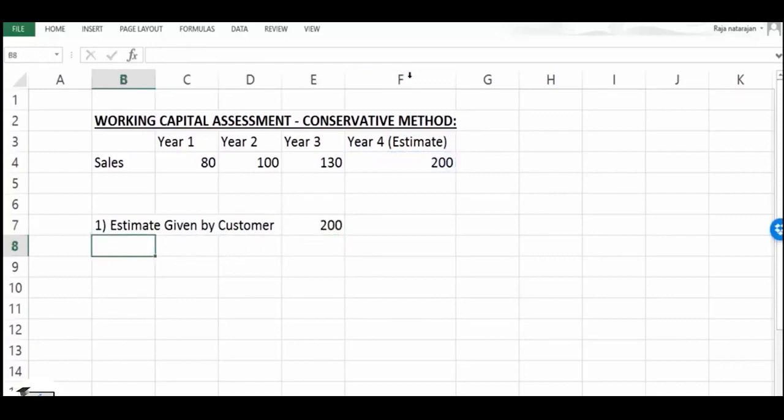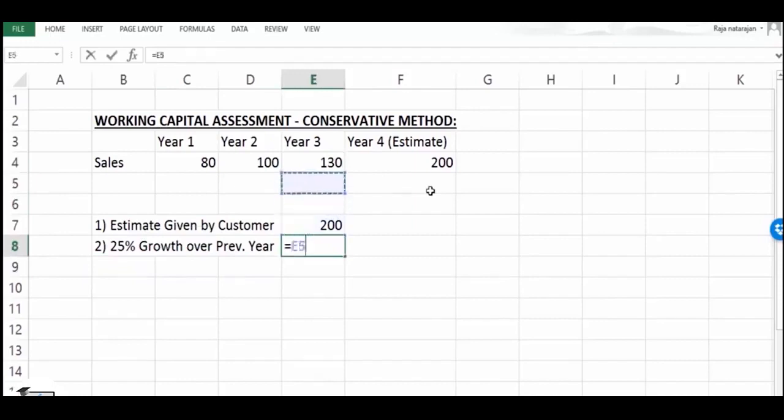Okay, the bank would have some kind of policy where they may say that they will apply a fixed percentage growth over the last year. That's all. It means say something like 20 or 25% growth over the previous year. So I'll say 25% growth over previous year. It means the previous year is 130, so 130 plus 25%. So we can say 130 multiplied by 1.25, it's going to be 162.5. So if this parameter is considered as the estimated turnover, then turnover has to be freezed at 162.5, whereas the estimate given by the customer is 200.